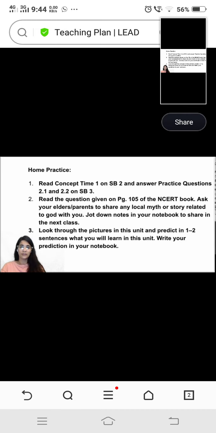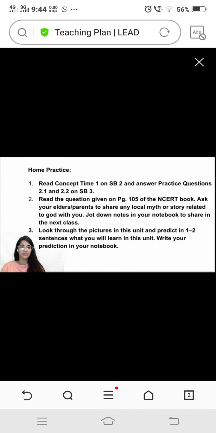Look through the pictures in this unit and predict in 1 to 2 sentences what you will learn about in this unit. Write your prediction in your notebook.